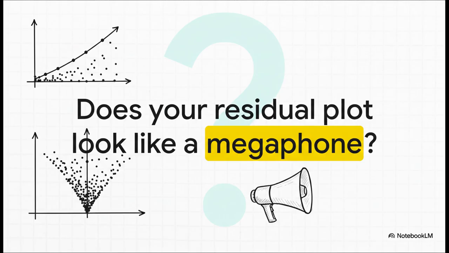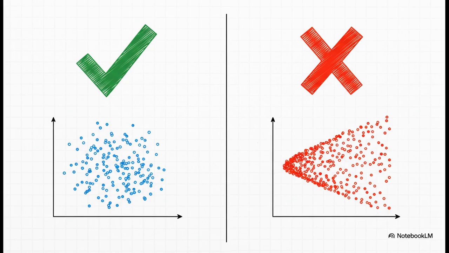Okay, this next test is a visual one. We need to check if our model's errors are consistent across all its predictions. Like, does it make small errors for small predictions and also small errors for large predictions? Or do its errors get wildly unpredictable as the numbers get bigger? So if you plot the model's errors, we call this a residual plot, what you want to see is a random, formless cloud of points. That's a healthy sign. But if you see a megaphone shape, that's a huge red flag. It means your model's predictions for large values just can't be trusted.